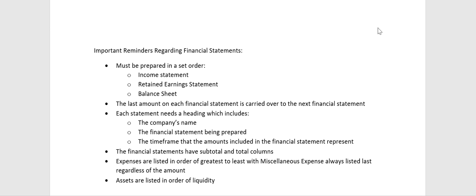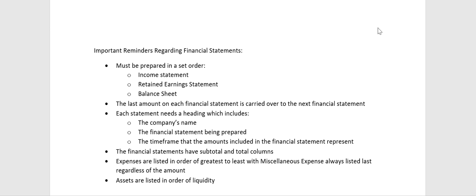In this video, we're going to be looking at the three financial statements that we're going to be talking about throughout the entire semester. Our income statement, retained earnings statement, and balance sheet. There's some important reminders that we need to look at before we get started. First, we must make sure that we're preparing our financial statements in the set order. We have to do our income statement first, followed by our retained earnings statement, and then lastly, our balance sheet.